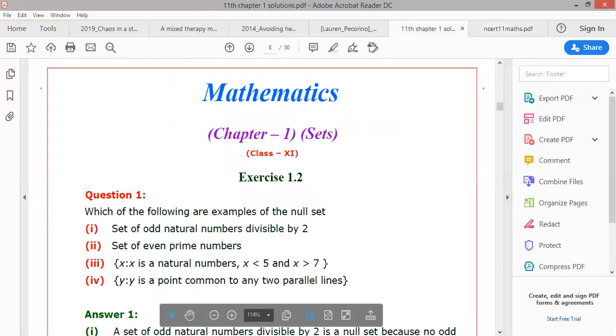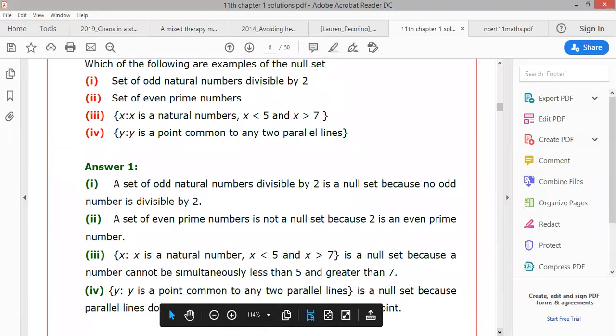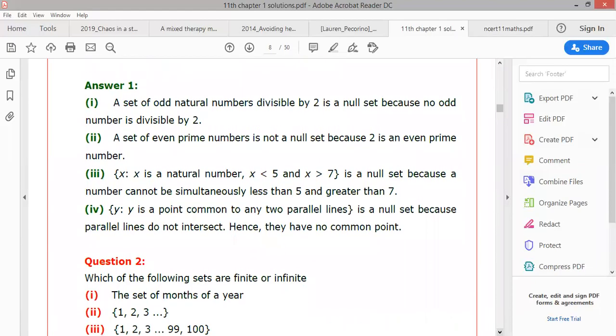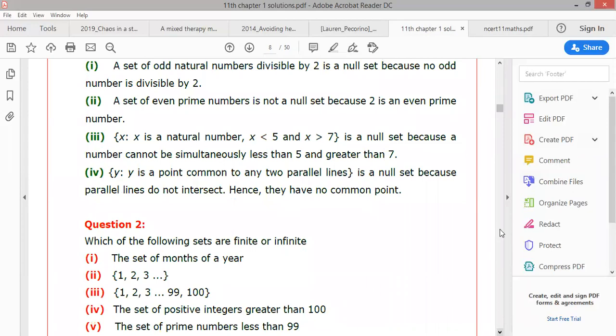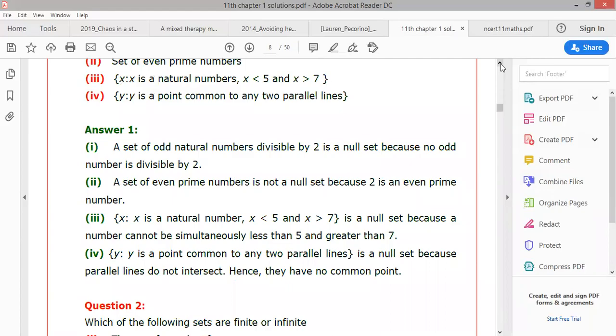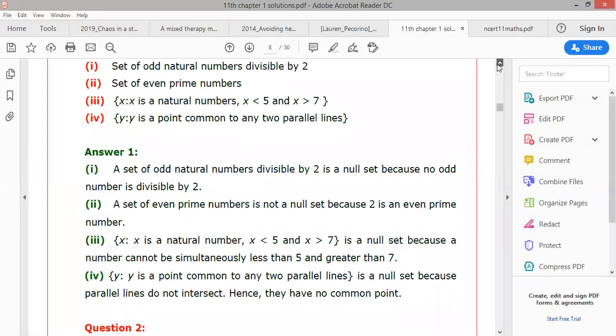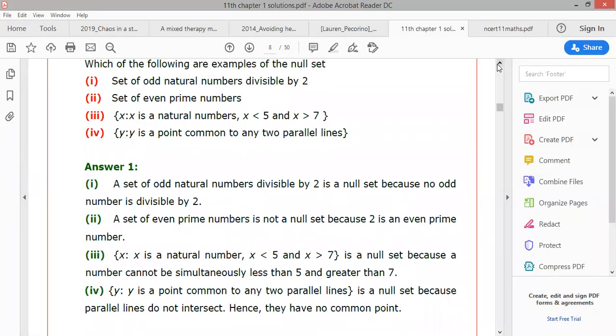Let me go to the solutions I have written here. The odd natural numbers, you know, they are 1, 3, 5, 7, and so on. And among these, which one is divisible by 2? One is not divisible by 2. 3 is not divisible by 2. So a set of odd natural numbers divisible by 2 has no element, so it's a null set.